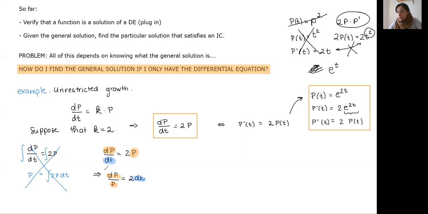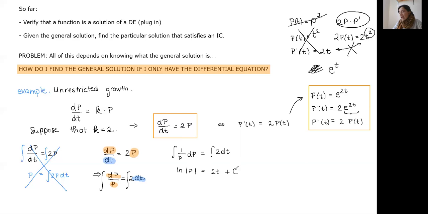And now, because I've separated my variables, I can actually integrate on both sides. So on the left-hand side, I'm going to have the integral of 1 over p, so this is the integral of 1 over p dp, which is equal to the integral of 2 with respect to t. Now I can integrate this because this only depends on the variable p, which means I'm going to have ln of absolute value of p. And then on the right-hand side, I'm going to have 2 times t plus a constant.